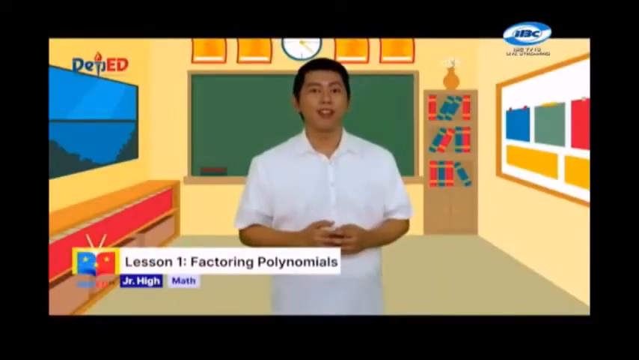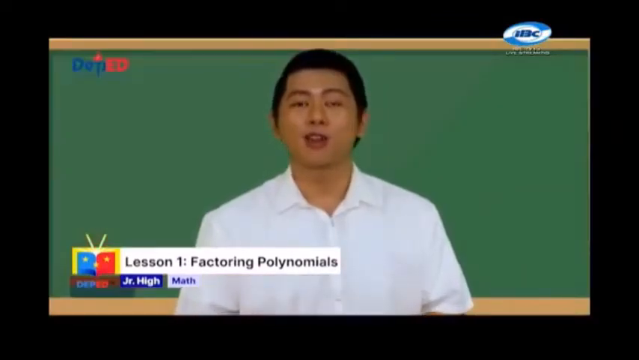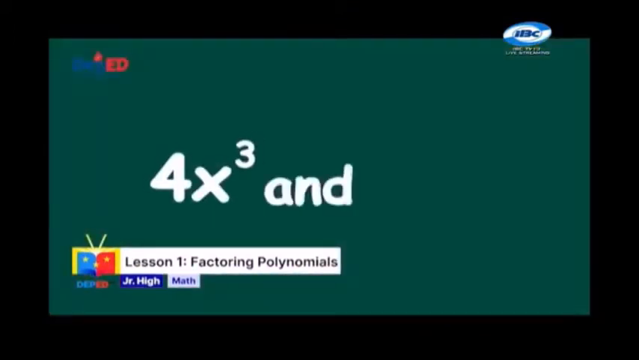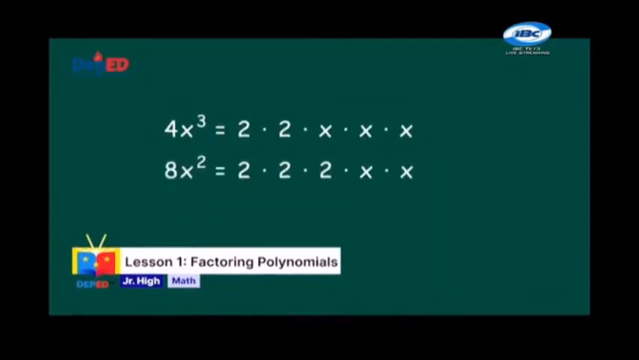Now, we will determine the greatest common factor of algebraic expressions with numerical and literal coefficients. Find the greatest common factor of 4x cubed and 8x squared. 4x cubed can be expressed as a product of 2 times 2 times x times x times x. And 8x squared is equal to 2 times 2 times 2 times x times x. Next step is we identify common factors. We can separate and align the numerical and literal coefficients to make this easy.